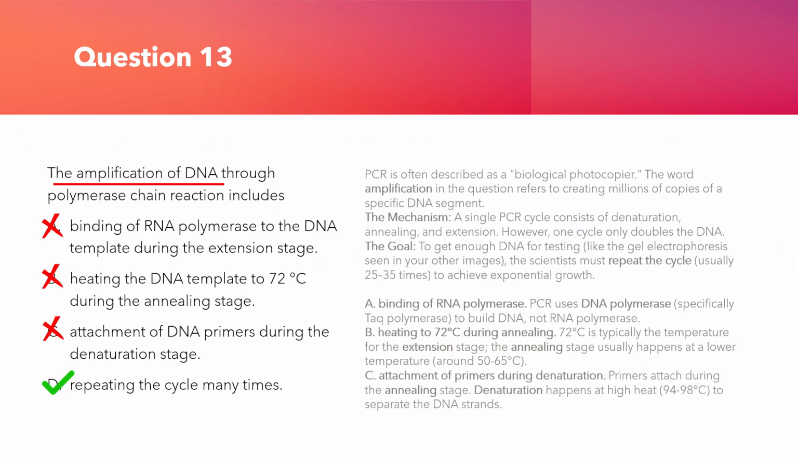C. Attachment of primers during denaturation. Primers attach during the annealing stage. Denaturation happens at high heat, 94 to 98 degrees Celsius, to separate the DNA strands.